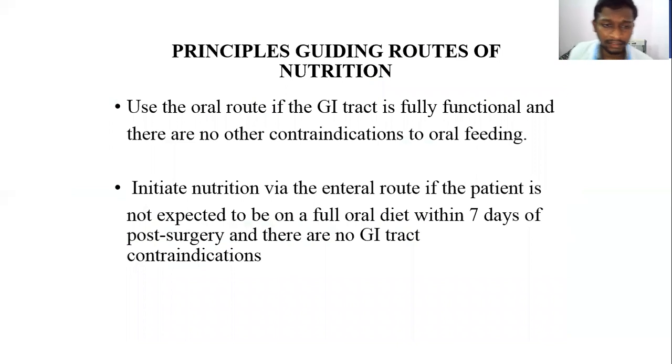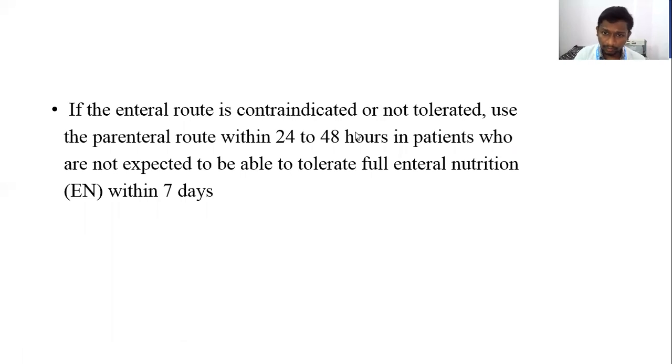This is the basic approach to how you would give nutrition to the patient. The first thing is always to use the oral route if the GI tract is fully functional and there are no contraindications for oral feeding. Otherwise, always use the GI tract or enteral route. If the enteral route is contraindicated or not tolerated, use the parenteral route within 24 to 48 hours in patients who are not expected to tolerate full enteral nutrition within 7 days.